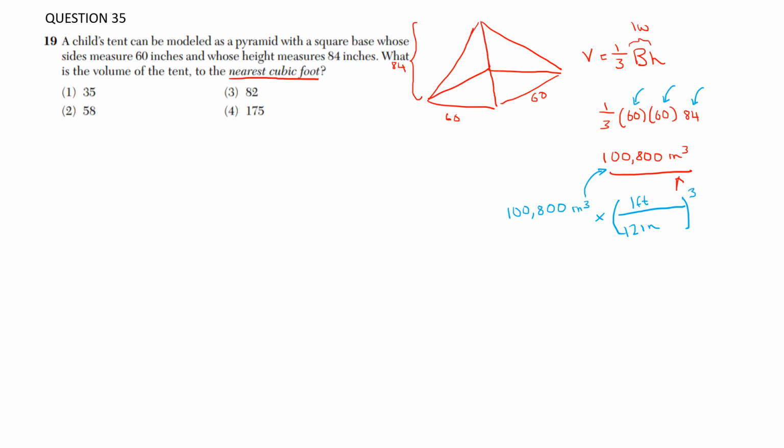So doing this math out, we get a value of 58.3 repeating. And it's telling us to round to the nearest cubic foot, so we just round this down to 58 cubic feet. And that's our final answer.